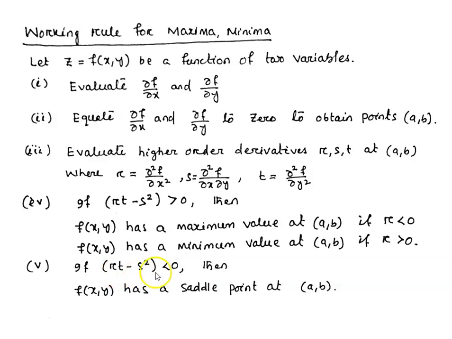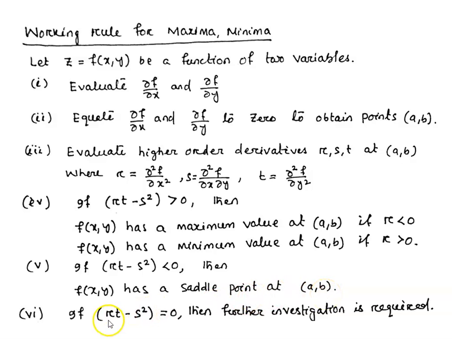If rt minus s square is negative, then the function f(x, y) has a saddle point at the point (a, b). And if rt minus s square is 0, then further investigation is required to obtain maxima and minima. This is all about maxima and minima for functions of two variables. In the next lecture, we will discuss some examples and problems based upon maxima and minima.